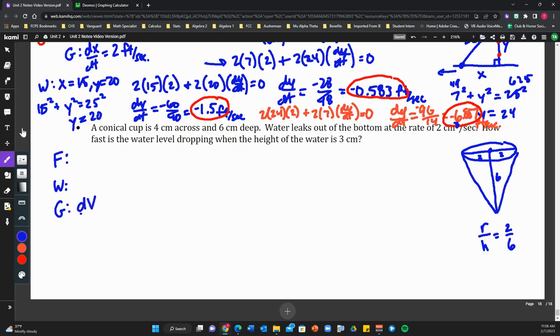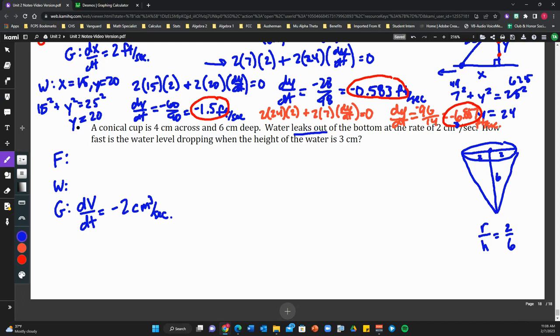So dV/dt is, now, obviously we know centimeters cubed tells us volume, but then we have to interpret the sign of this value. Even if it's just written as a positive, you can't just assume that the quantity is changing in a positive way. Always interpret it based on the context. So if water is leaking out, that means the total volume in the cup is decreasing. So dV/dt will be negative 2 centimeters cubed per second. Always interpret the sign based on the context of the problem.